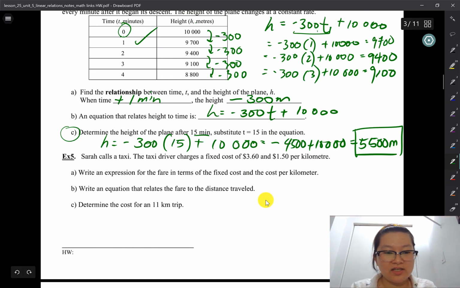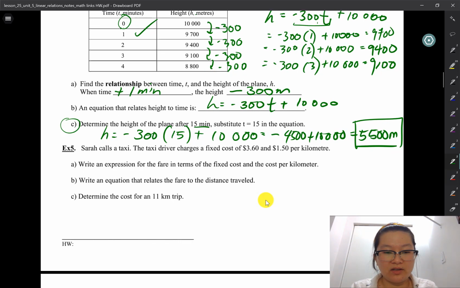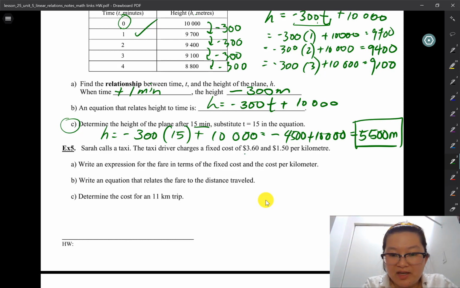Okay, last question here is a word problem, so I'm going to quickly go over this one. Sarah calls a taxi. The taxi driver charges a fixed cost of $3.60 and $1.50 per kilometer that she travels. So we have a base rate, and for every kilometer you go, you charge this much more. Write an expression for the fare in terms of the fixed cost and the cost per kilometer.